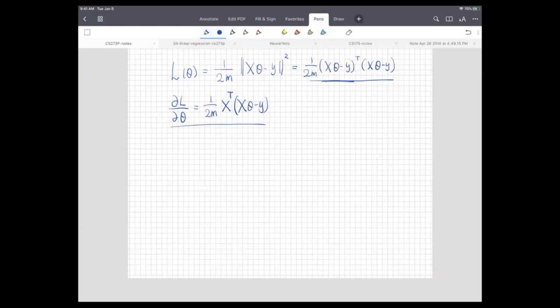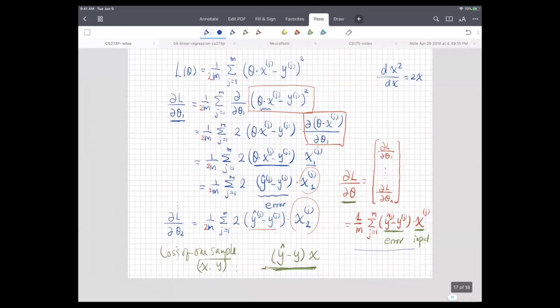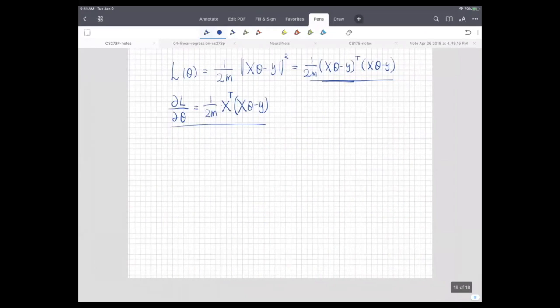And you can confirm that this is exactly the same as this one here. The only difference is that this is written in individual components, and here it is written in matrix representation. Because I divided by 2, I don't have the 2 here; I can divide simply by n. Okay? So that is, in terms of the matrix representation, the gradient of the loss with respect to the parameters.